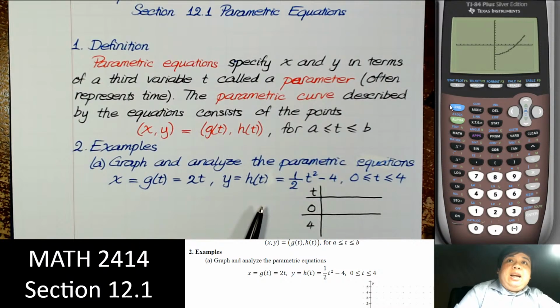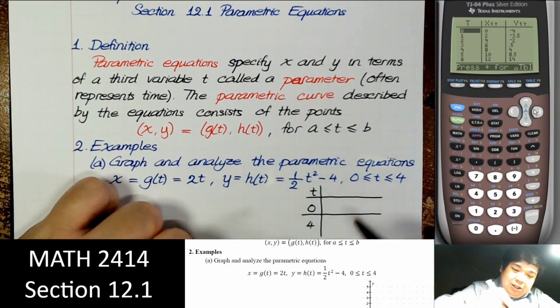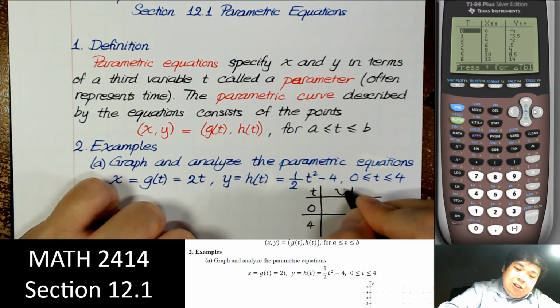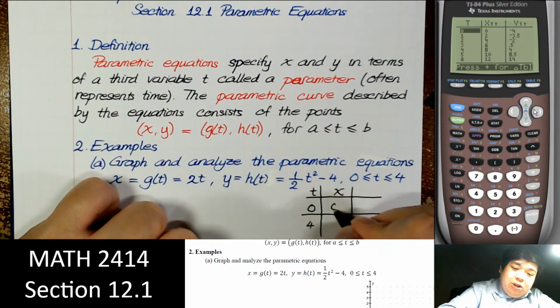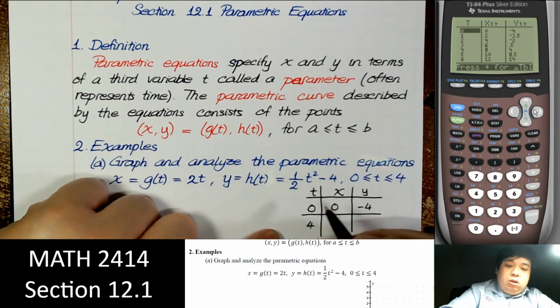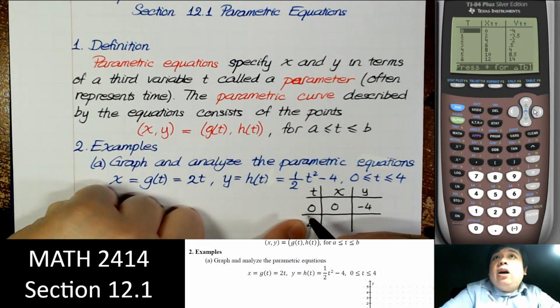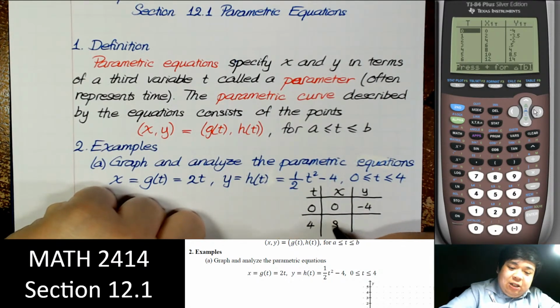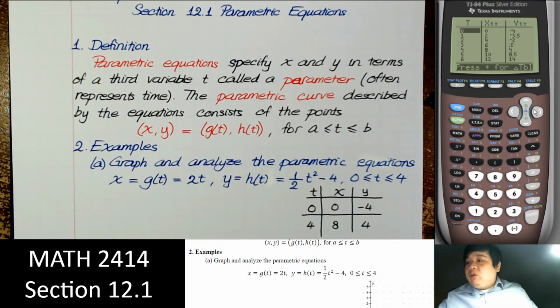Let's see if it can give us the table. So second graph. Oh, nice. We have the table too. When t equal to 0, x equal to 0, y equal to -4. When t equal to 4, x equal to 8, and y equal to 4. So kind of we have the graph.